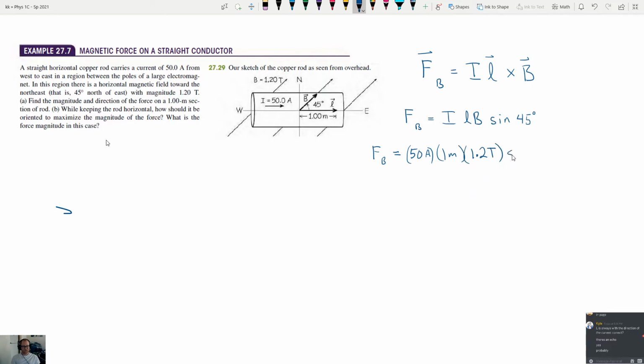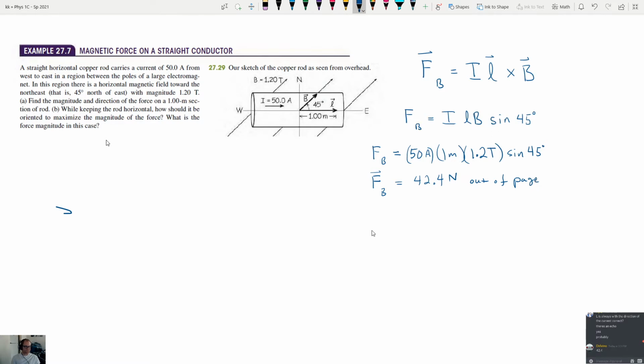And the angle. So we will get 42.4 newtons, and if we want to make that into a vector, we would say out of the page.